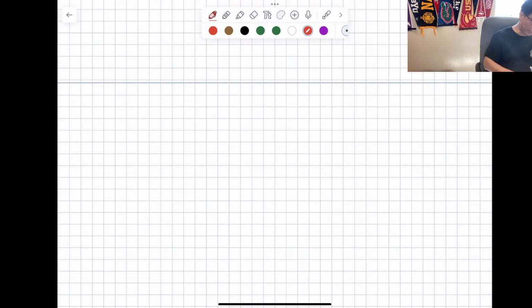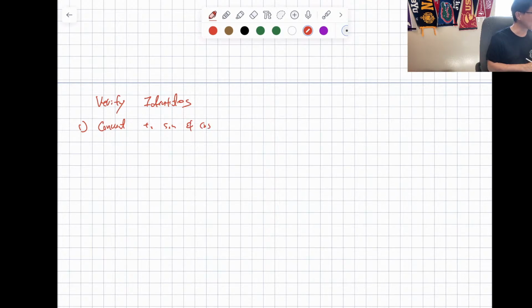Okay, so verify identity. It has a couple things. So first thing I want you to understand is that usually you want to convert to sine or cosine. So usually you convert the sine to cosine, right? And they usually will result to something.